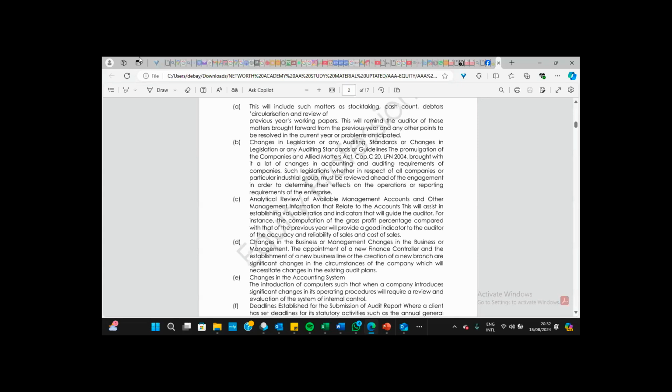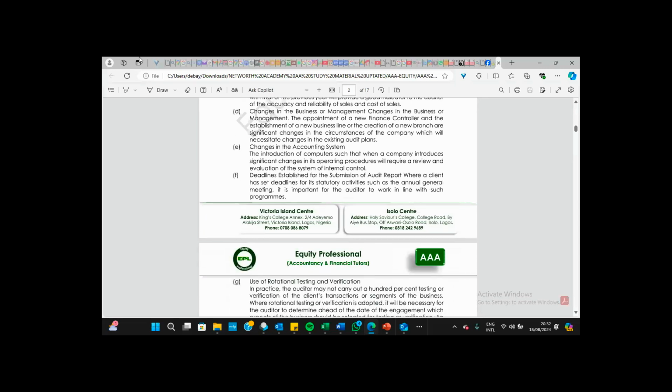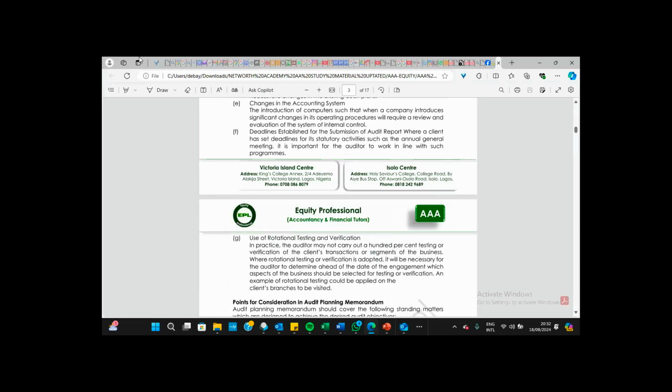Okay? Now, another thing you also need to look at is whether there has been a change in the accounting system. For instance, maybe as of last year, they were using an accounting package, let's say Tally or QuickBooks, but this year they have upgraded to ERP. They are now using Sage ERP or Microsoft Dynamics. So all of these are what the auditor will do to ensure that everything has been put into proper perspective.